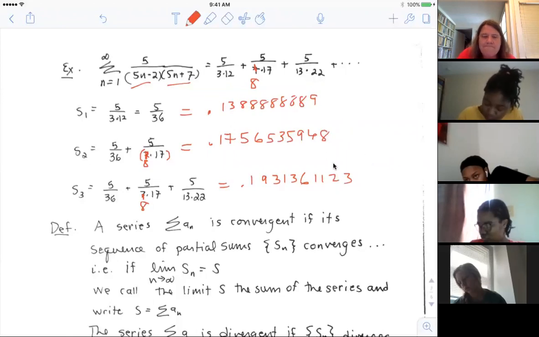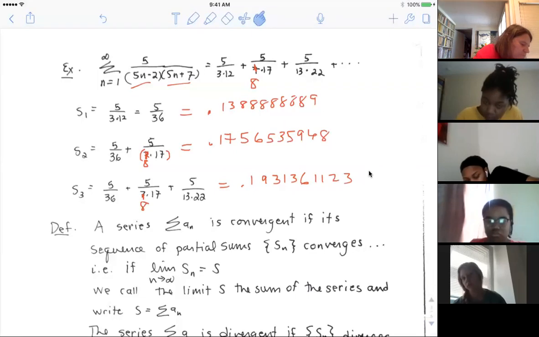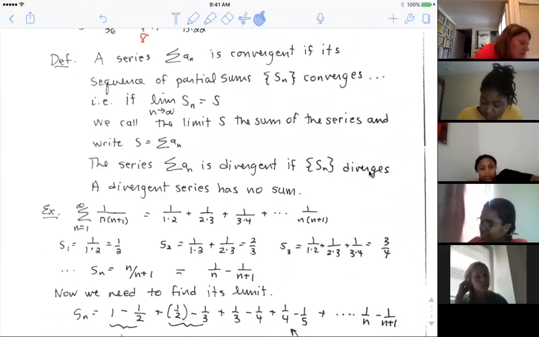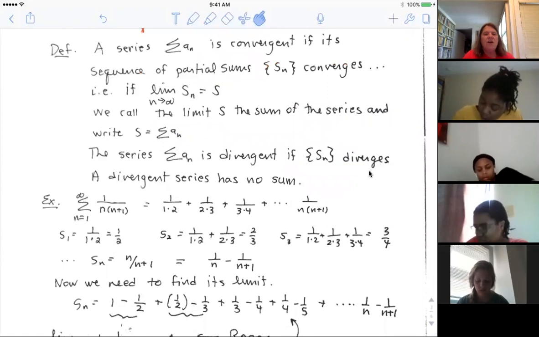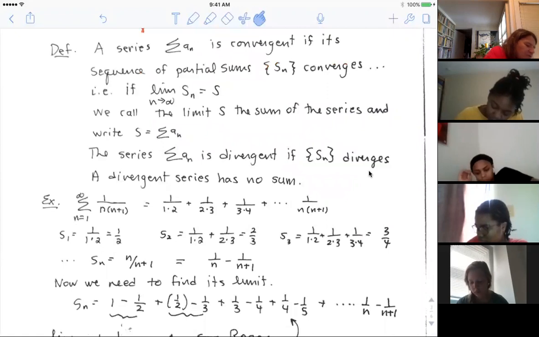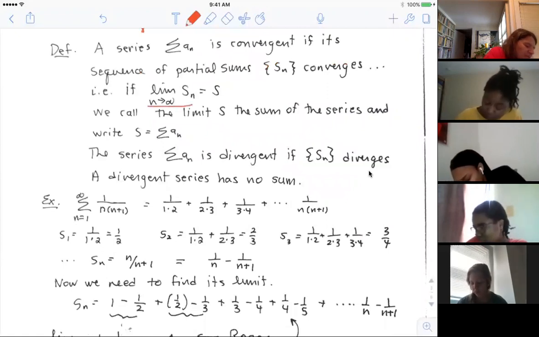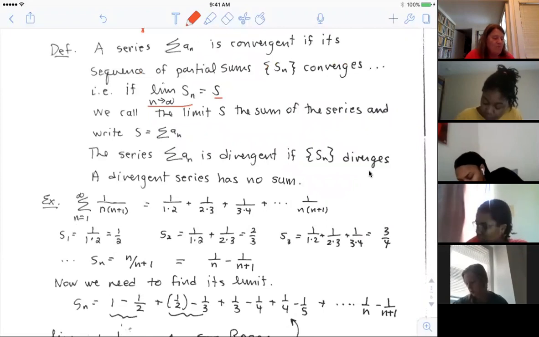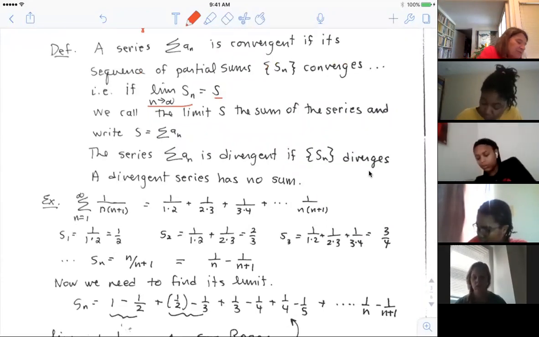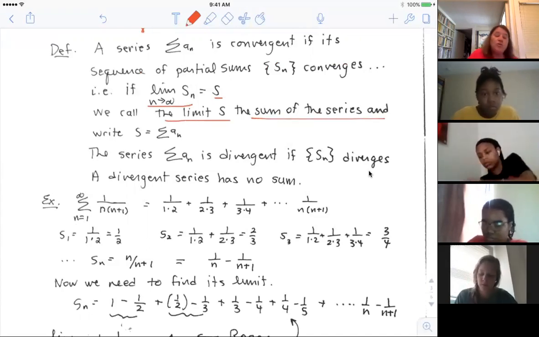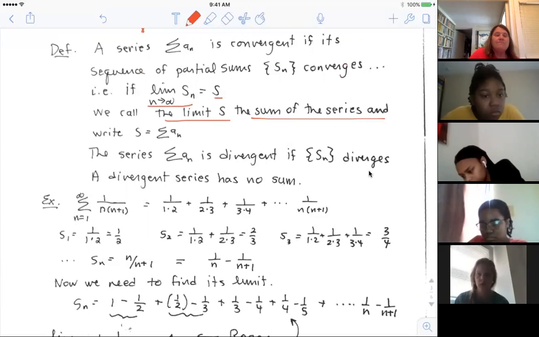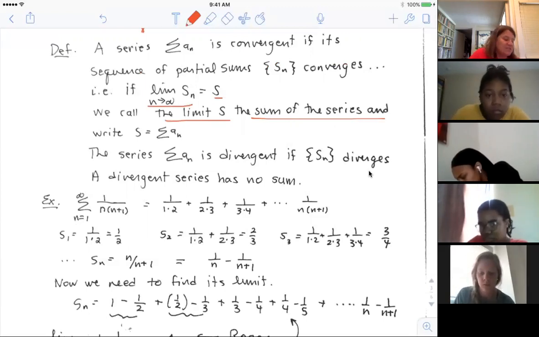All right, okay, let me go to one more definition here, guys. It says a series sum of a_n is convergent if its sequence of partial sums converges. In other words, if the limit of that sequence of partial sums, kind of like those funky numbers we were just getting, is approaching some value S, which we couldn't quite see, but if we could see it, we call it the limit S, the sum of the series. Like 2/3 is the sum of the series 0.66666.